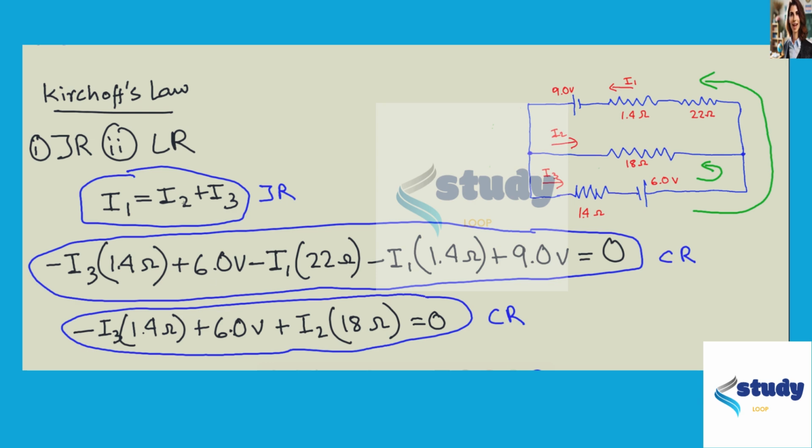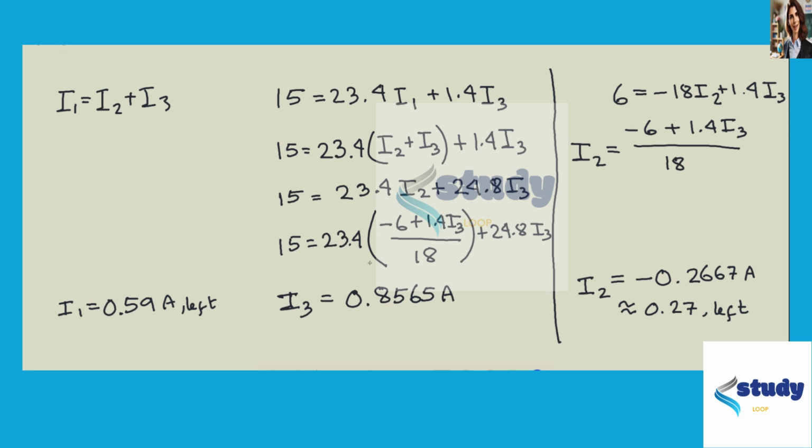So we have to find out the currents. To do so, I've already done the calculation here, so let me explain what I did. This is the junction rule. This is from the loop rule. This is from the second loop rule. This is on the big loop. This one is on the bottom loop.